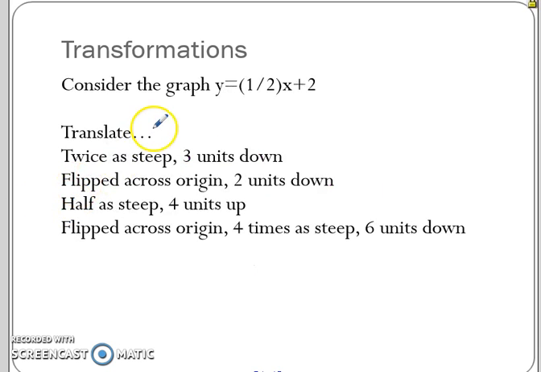So let's consider the graph y equals half x plus 2. Let's translate twice as steep, 3 units down. Steep means slope. So right here, this is your slope, 1 over 2. Twice as steep, so you're going to do 2 times 1 over 2, which is 1. So that's going to be 1x. And then 3 units down, we're talking about up and down on the y-intercept here. So do 2 minus 3, which is negative 1. So this is going to be a new equation when you translate.